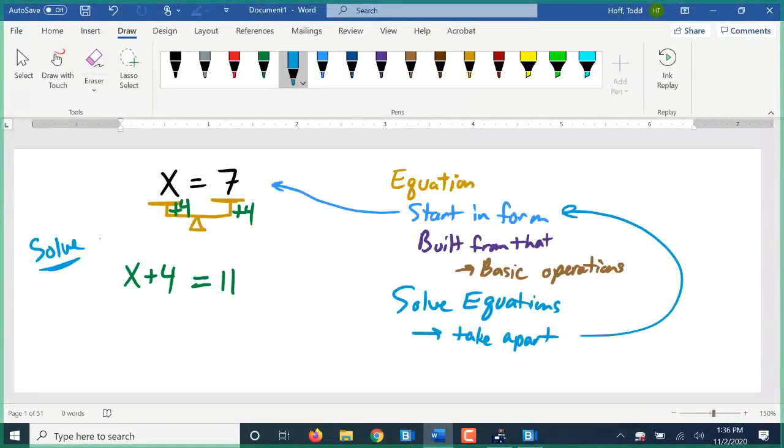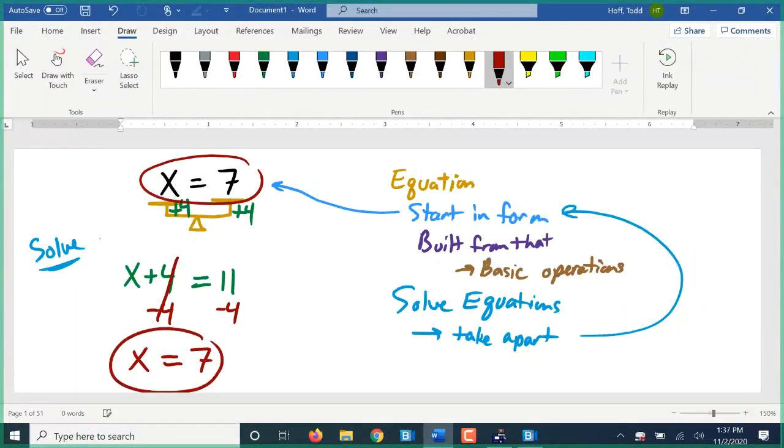So this equation here was built by adding 4. Take it apart, we're going to do the opposite. The opposite of adding 4 would be subtracting 4. Remembering that whatever we do to one side, we've got to do the exact same thing to the other side to keep it balanced. So we subtract 4 from the left. That gets rid of that adding 4 because it's just x. We have to also subtract 4 from the right side. 11 minus 4 is 7. It gets us right back to that form that we started with, x equals 7.